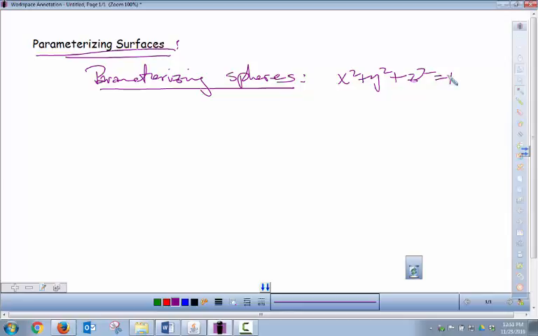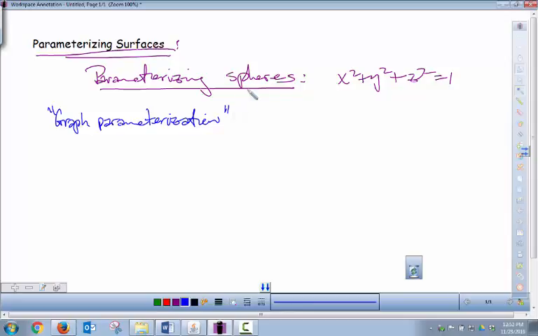Now, if you're parameterizing the whole sphere, then doing things in Cartesian coordinates might not be the best way to do this, but we can get started and think about this. And so I'm going to label this as a graph parameterization, to say that I'm going to use this Cartesian coordinate equation to parameterize it.